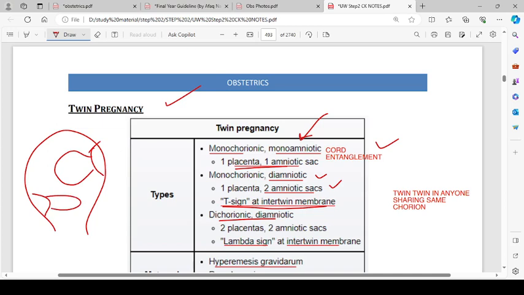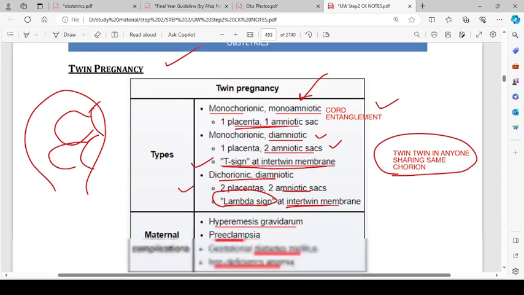I'm sorry, lambda sign is present in the dichorionic diamniotic twin. So dichorionic diamniotic: two placentas, two amniotic sacs, and lambda sign is present at the intertwin membrane. They can be together as well. They are not always supposed to be separately attached. There are two placentas and two amniotic cavities, and between them there will be a lambda sign. There will be a T sign in monochorionic diamniotic twins and a lambda sign in dichorionic diamniotic twins, in any twin not sharing the same chorion.